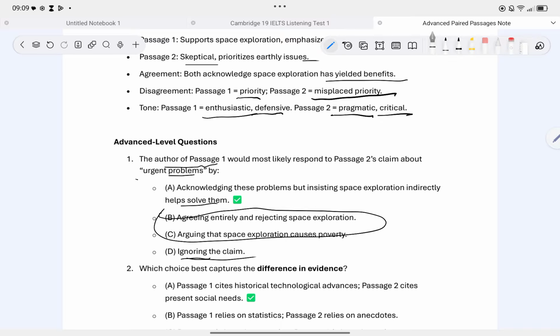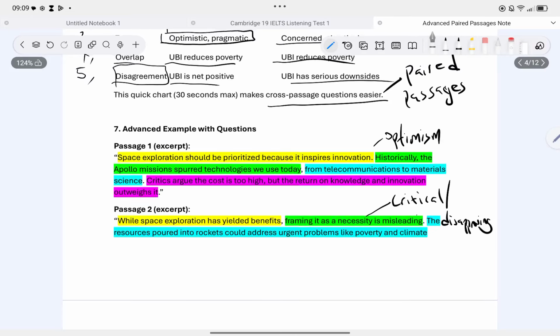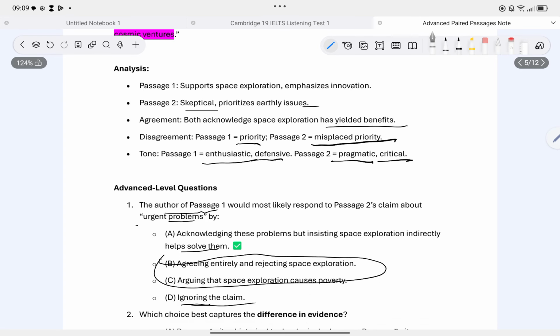Why? Because, yes, the person is not oblivious to the fact that there are problems in the world, but they are claiming that going to space helps to solve this problem. It says critics argue that the cost is too high, but the return on knowledge and innovation outweighs it. So, it claims we're getting knowledge and innovation that will benefit all of mankind.